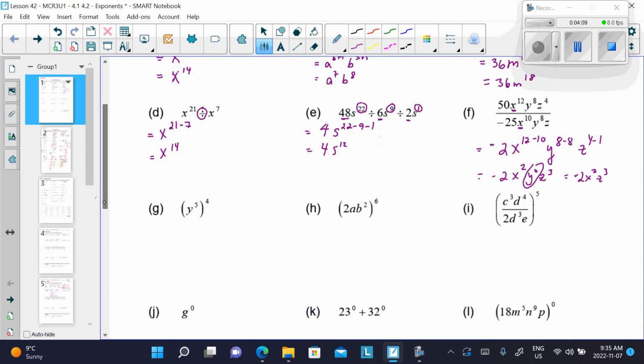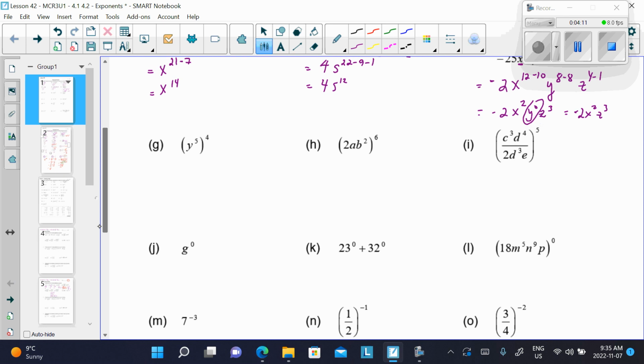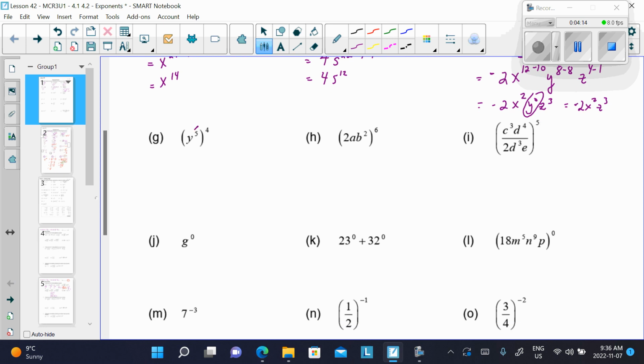Question G. Powers of powers. Okay, that tells us we're going to multiply the exponents. That happens when you have an exponent on the inside of the bracket and you have another one on the outside. So we're going to multiply those. That's going to give me y to the 20. Excuse me. Question H.